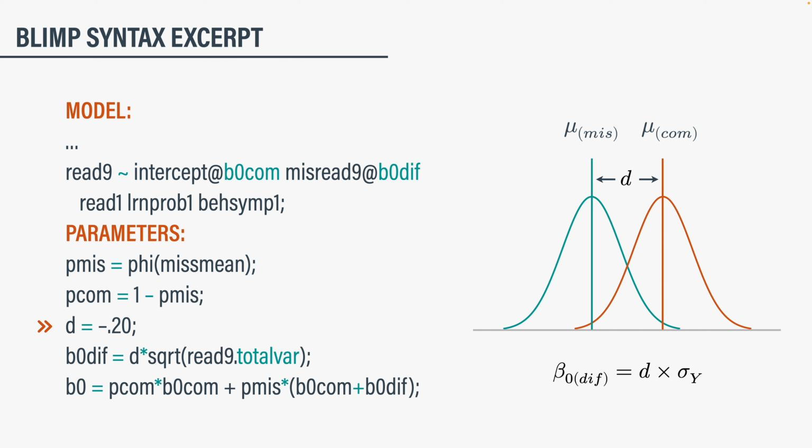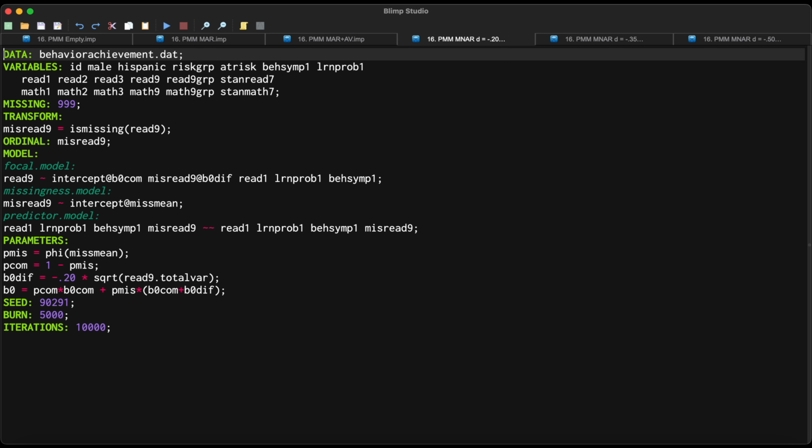of the dependent variable. In the parameters section, I compute a new parameter called B0diff based on that expression. Appending .totalVar to the reading variable's name gives me the variance of the 9th grade reading scores, and then taking the square root gives me the standard deviation. The value of B0diff is going to get substituted into the focal model as a constraint. We no longer need to estimate the parameter because we've fixed it at a deterministic value from the effect size.